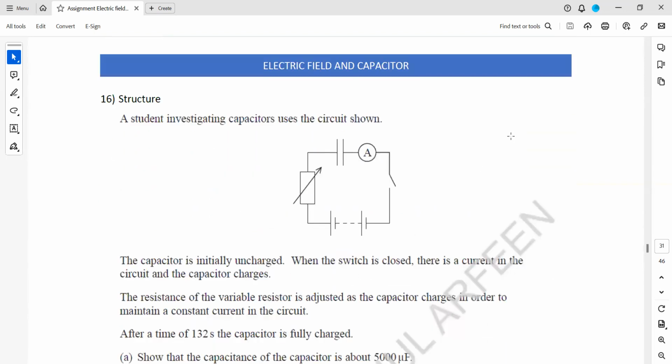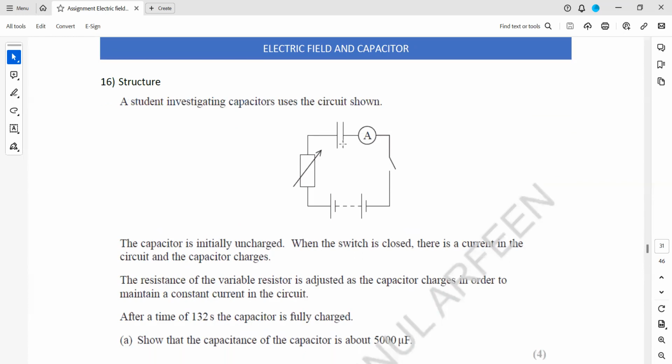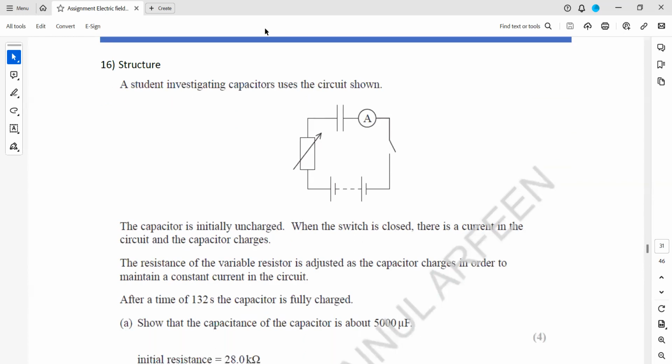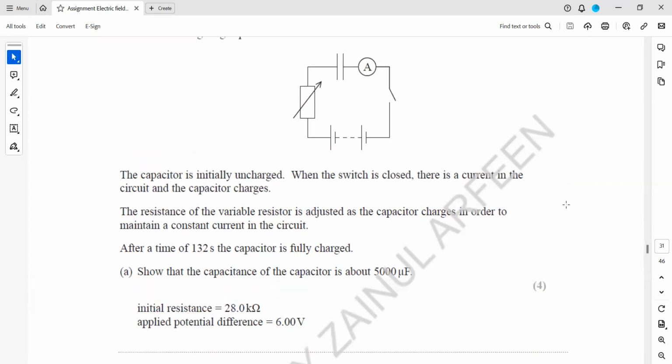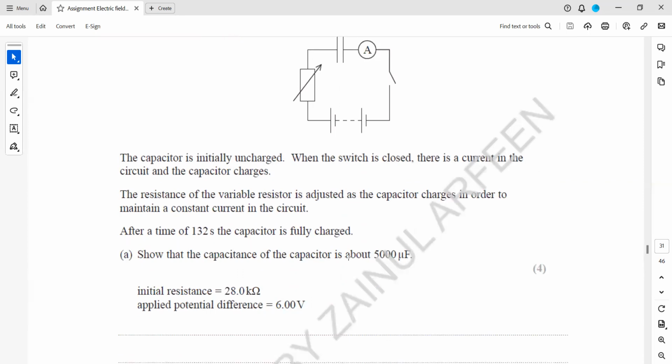In this question, a student is investigating capacitors using the circuit as shown. As you can see, a capacitor, a variable resistor, an ammeter, an open switch, and a battery are there. The capacitor is initially uncharged. When the switch is closed, there's a current and the capacitor charges. The resistance of the variable resistor is adjusted as the capacitor charges in order to maintain a constant current. After a time of 132 seconds, the capacitor is fully charged.